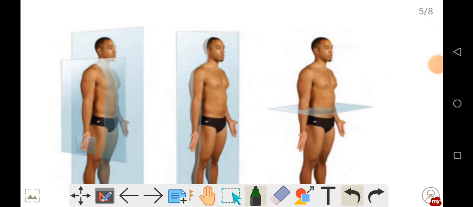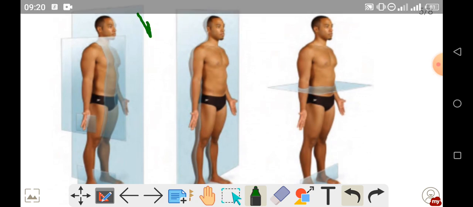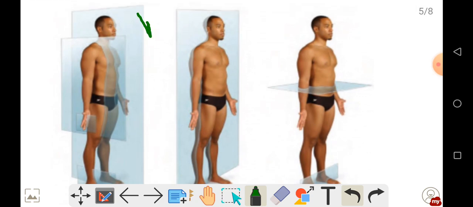So these are the three diagrams that will help us to understand the planes we've talked about. This plane here is the midline sagittal plane, or yes, median sagittal plane.